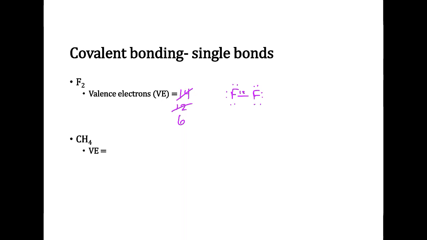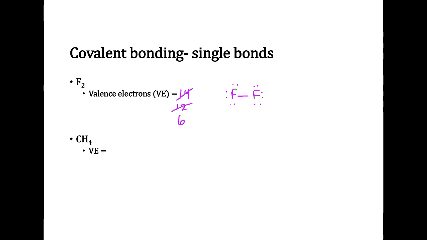Then what we'll see is now we have a good Lewis structure. We have a completed octet, we have a single bond, all of our electrons are paired. So we're done. We didn't even have to draw out the Lewis symbols to start with. Let's go ahead and look at CH4.